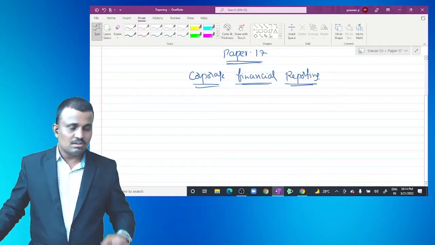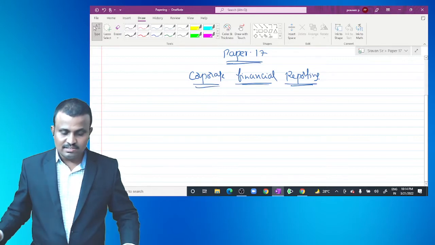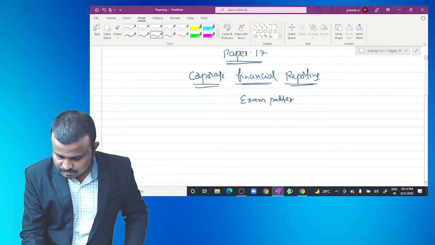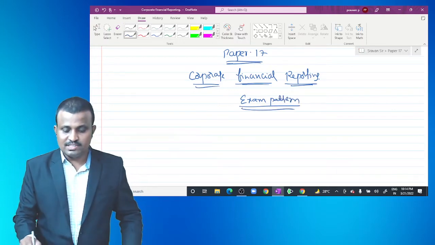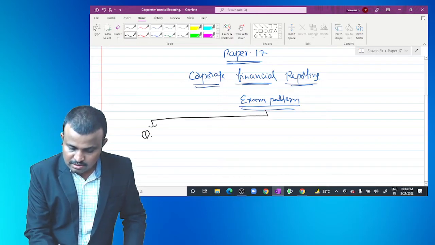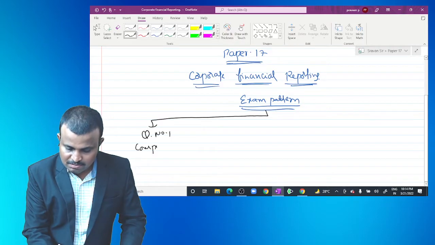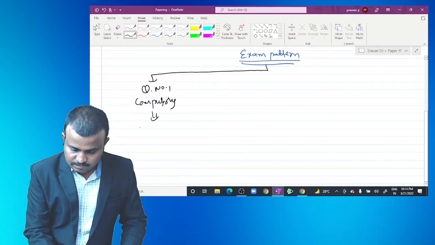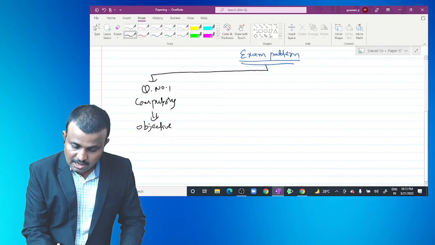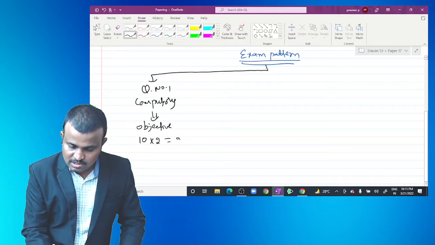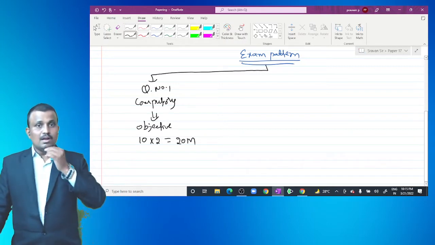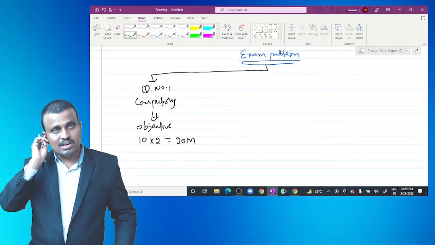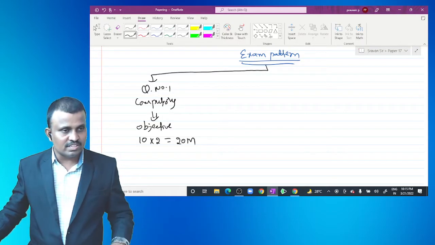Before going to the topic, let us have a look at the total syllabus and the exam pattern. Coming to the exam pattern relating to the CFR, question number one is compulsory, with objective questions. There are 10 questions, each carrying 2 marks, total 20 marks. Out of the 2 marks, 1 mark is for the key answer and 1 mark is for justification.